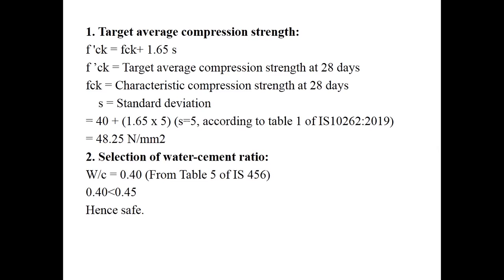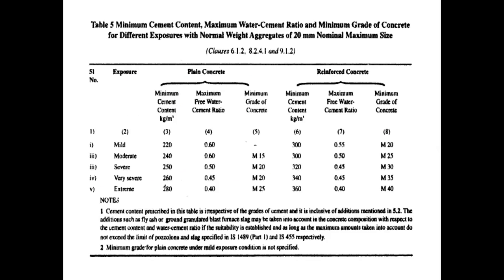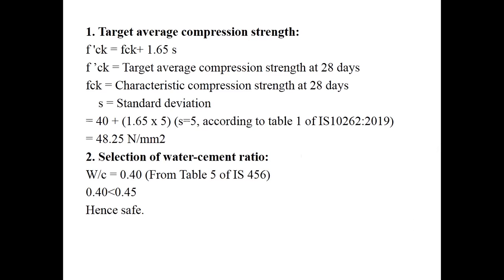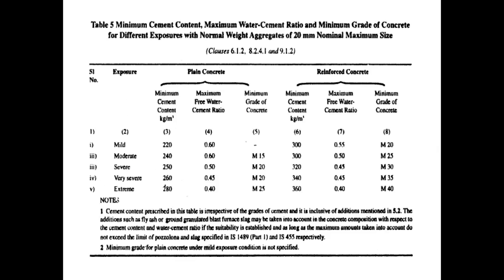It is given as 0.45 in the question. They have told that the maximum water cement ratio should be 0.45. But here, you have to choose the water cement ratio. For that, we are going to refer to the IS 456 code book. In that, go to Table number 5. If you go to Table number 5, you can see the table like this in your code book. You will be having the code book in your hand. Just refer to that page.